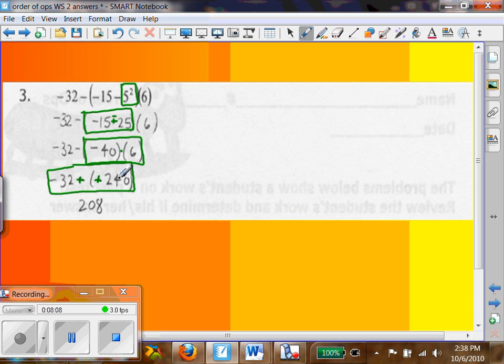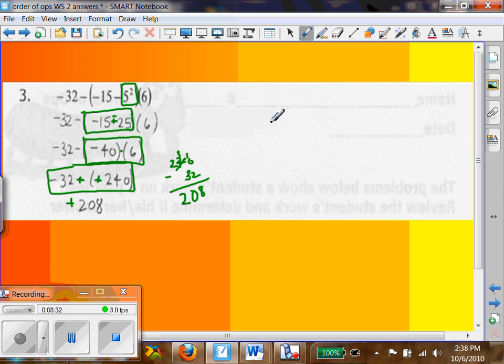I have 240 positives, 32 negatives. Which do I have more of? I have more positives, so my answer is positive. How many more? Well, to figure that out, I'm just going to do 240 minus 32. Borrow. 10 minus 2 is 8. 3 minus 3 is 0. Bring down your 2. So I get a positive 208.